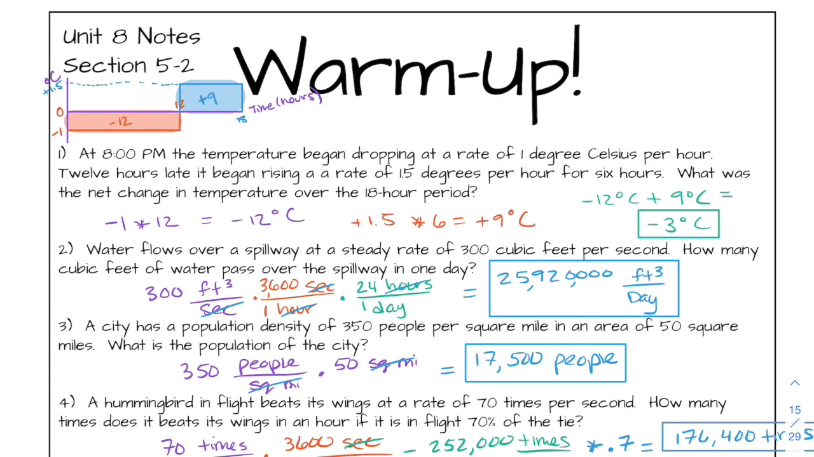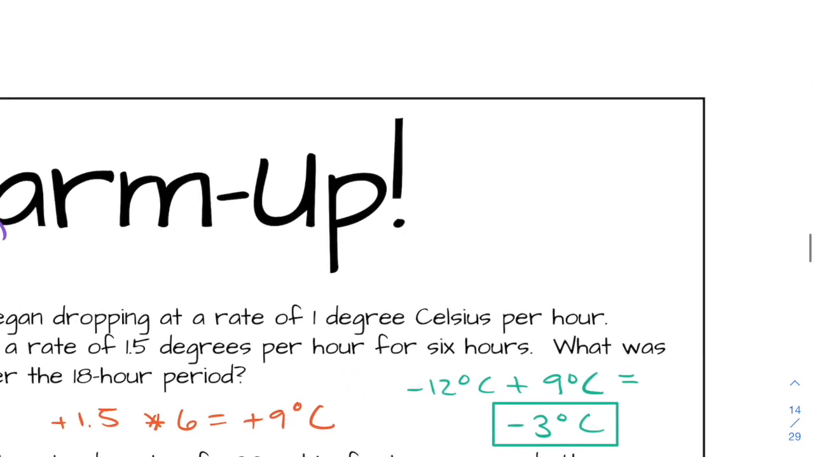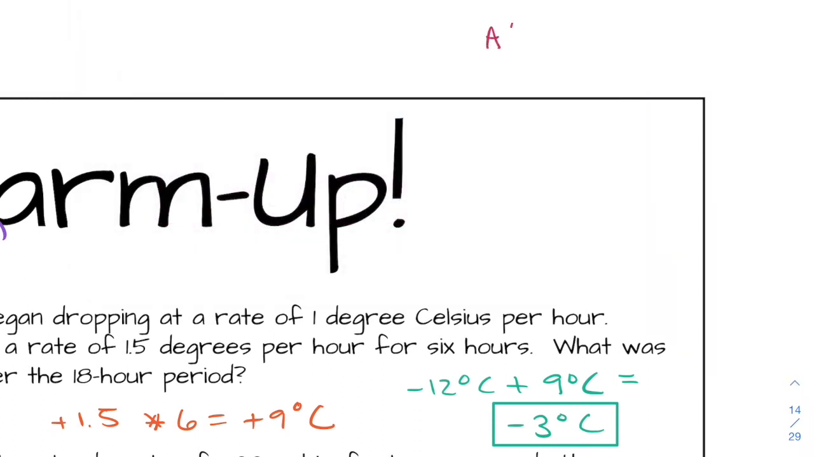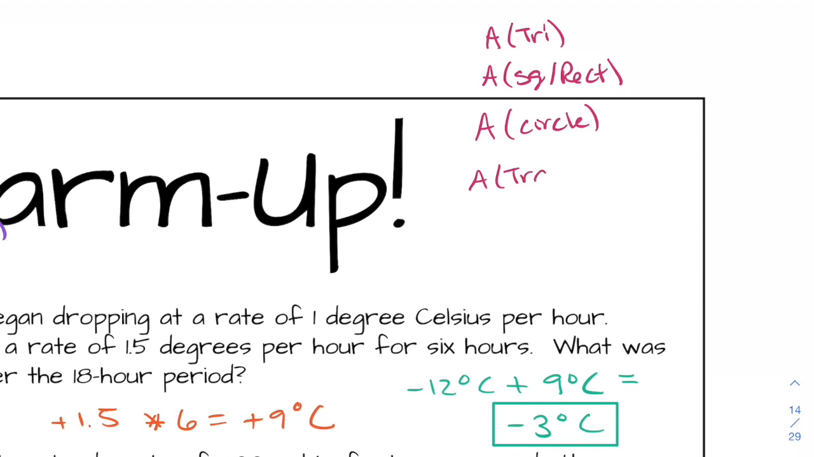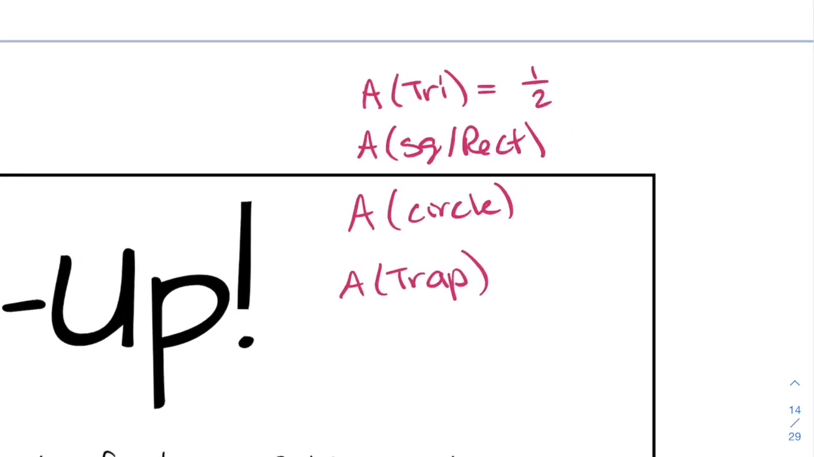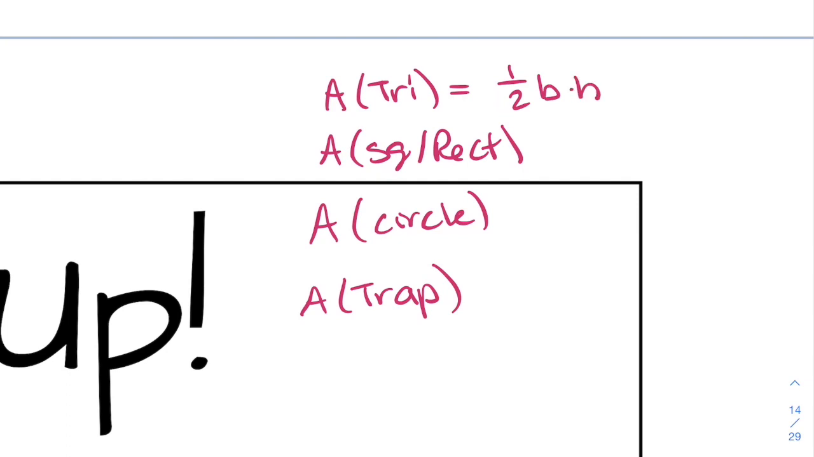Okay, so today your main focus is knowing your geometry formulas because they're going to come in handy. So you're going to need to know the area of a triangle, the area of a square and rectangle, the area of a circle, and yes, the area of a trapezoid. So the area of a triangle is 1/2 base times height. The area of a square or rectangle is just base times height. Area of a circle is pi r squared.